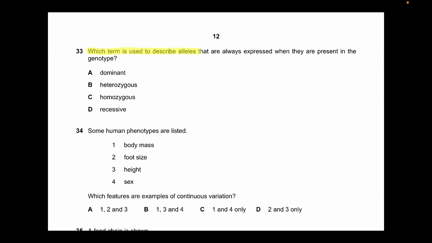Which term is used to describe alleles that are always expressed when they are present in the genotype? When a particular allele is present in the genotype and is always expressed, it is called dominant. So option A is correct.